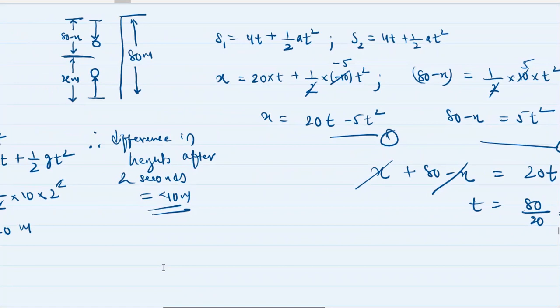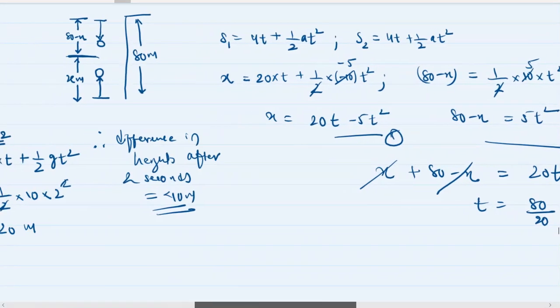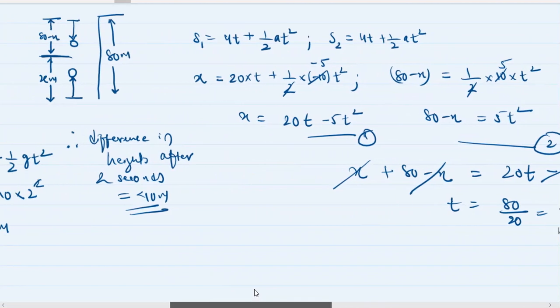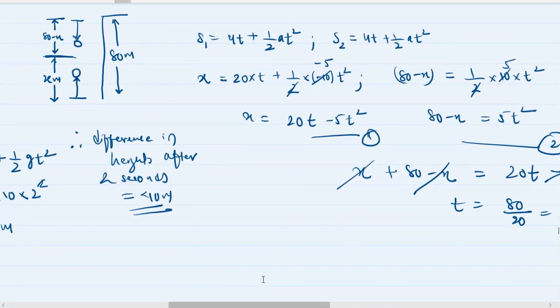I think that seems to be the correct answer. And let's also find at what height they will collide. Let's find out what height from the ground they will collide. So we have to put this value of t in the first equation. x is equal to 20t minus 5t square. So x is equal to 20 multiplied by 4 minus 5 multiplied by 4 square. So x is equal to 80 minus 4 square is 16, 5 16s are 80.